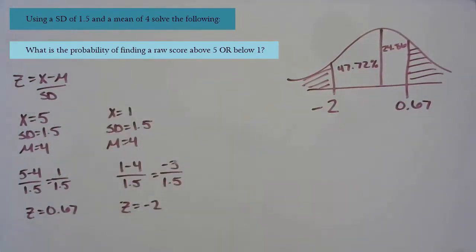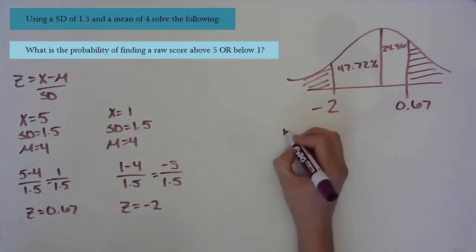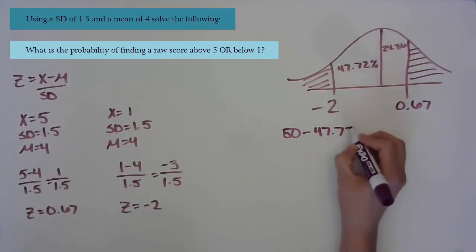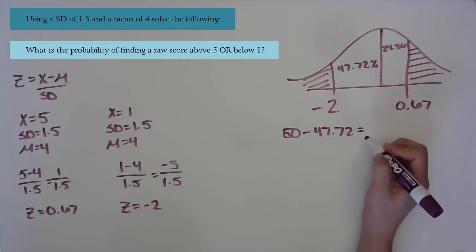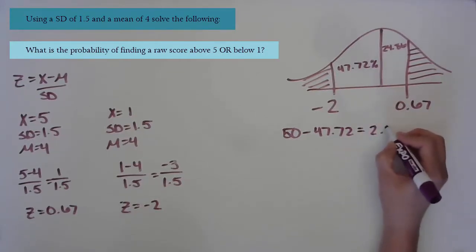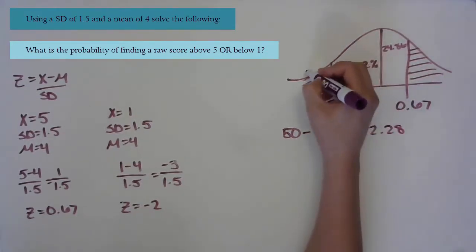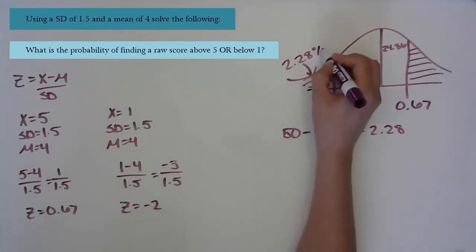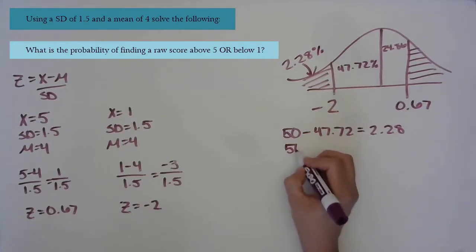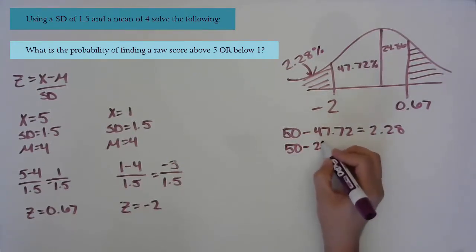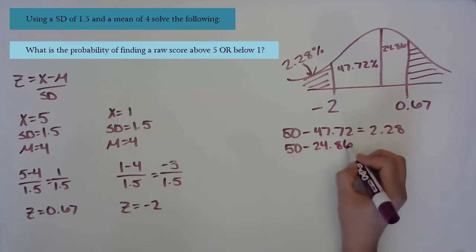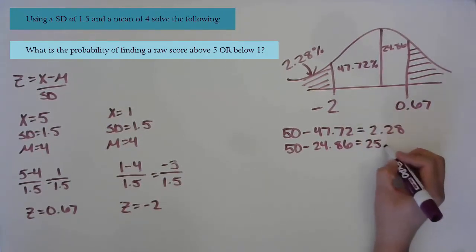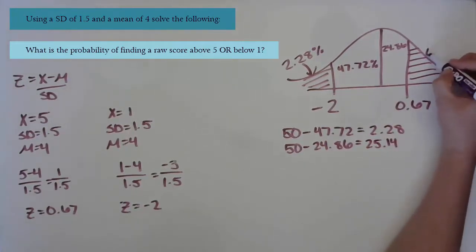And then for 0.67, we have 24.86%. All right, so we take 50, subtract 47.72. That is going to leave us with 2.28. Okay, so this area here is 2.28%. Okay, then we do the same thing for the other side. So 50 minus 24.86, that is going to give us 25.14.